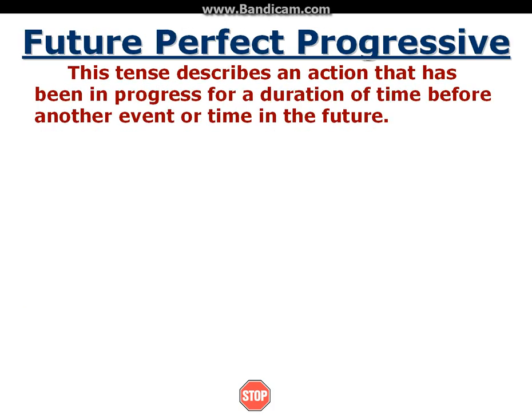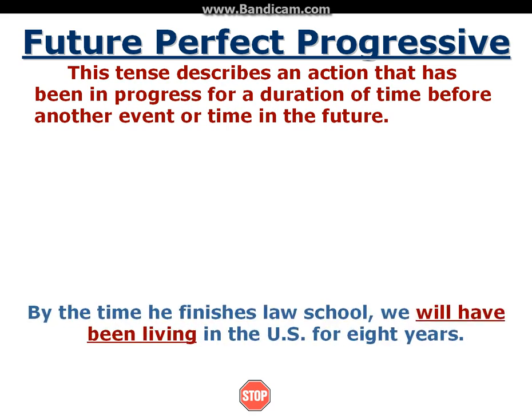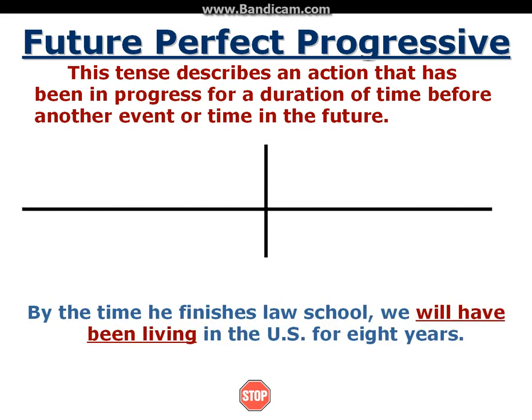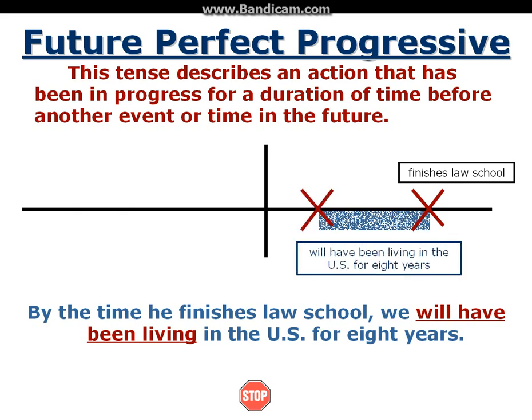The next, future perfect progressive. This tense describes an action that has been in progress for a duration of time before another event or time in the future. For example, by the time he finishes law school, we will have been living in the US for 8 years.